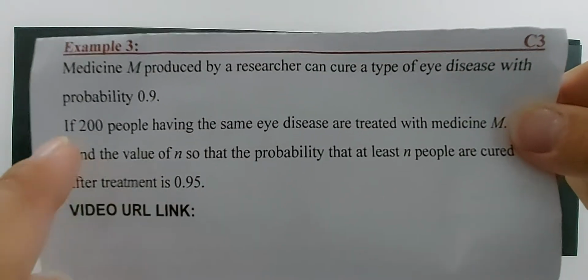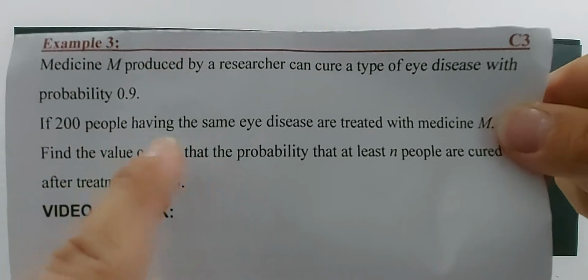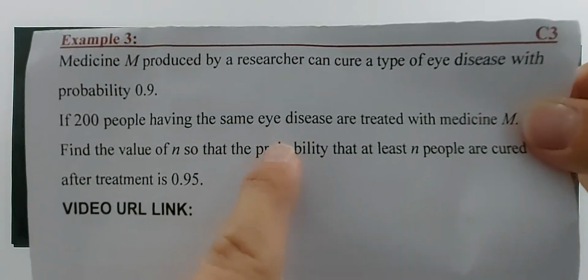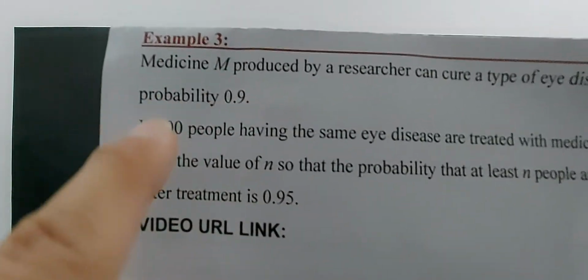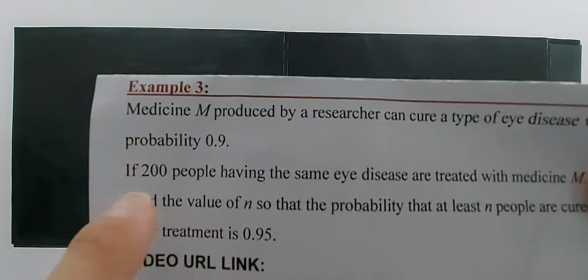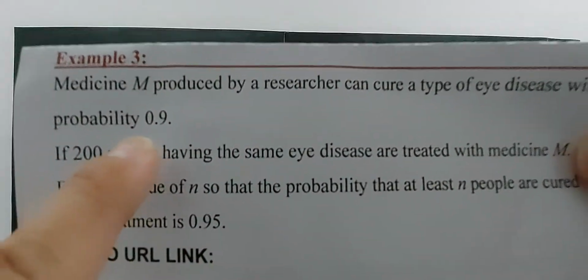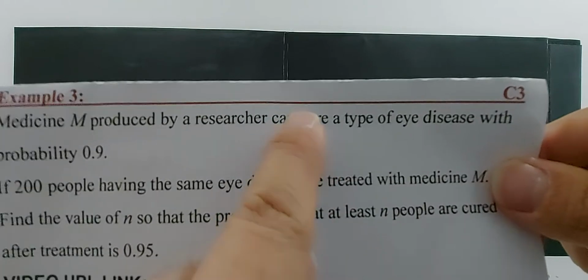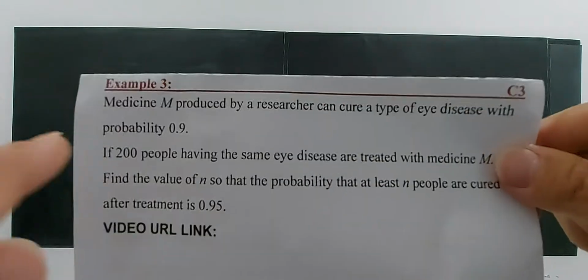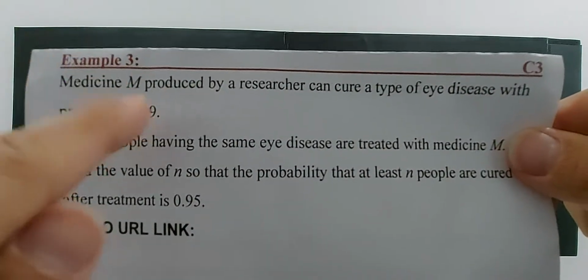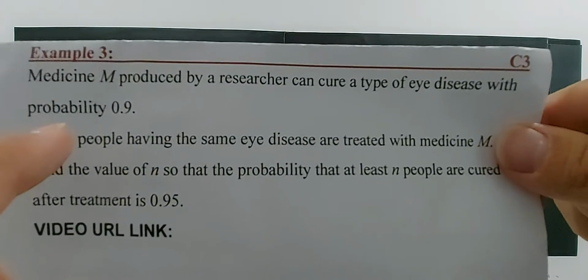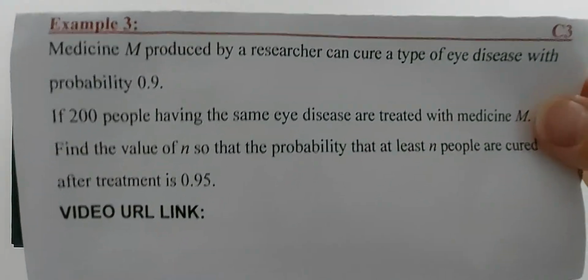When you read the question, you see there are 200 people having the same eye disease. So there is a sample, a number of samples here. The n here is 200, and the probability of being cured, which means success, is 0.9. So this is a normal binomial distribution, and they are independent trials.